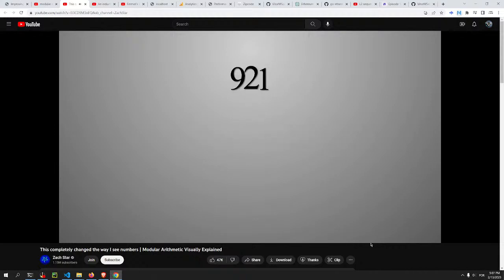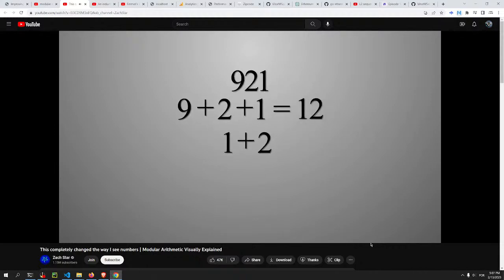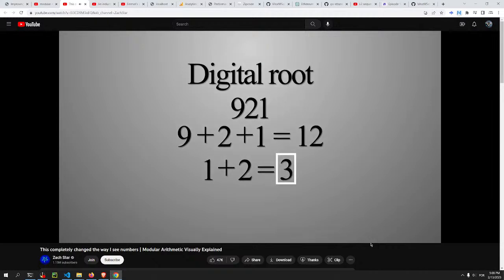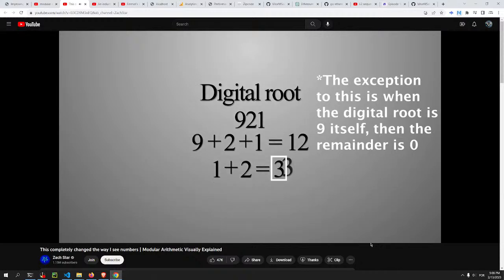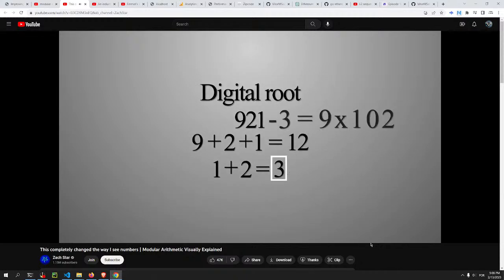If we want to find the digital root of 921, let's say, we just add the digits together, giving us 12. We then add those digits together, giving us 3. Once we're down to one digit like this, we have the digital root. The cool thing about this is that it tells us how far a number is from being divisible by 9, aka the remainder. In this case, we see that 921 minus 3 is divisible by 9, which you now also know is the digit summation.